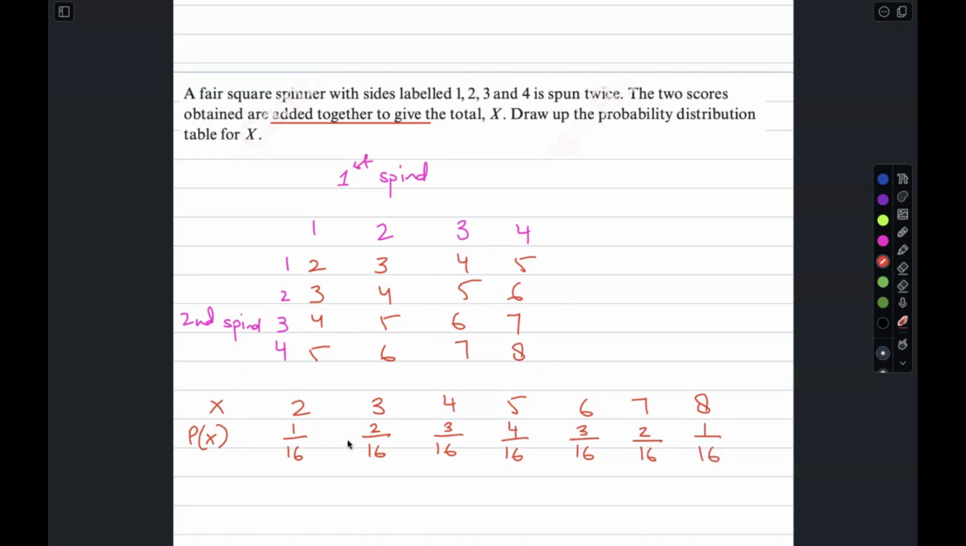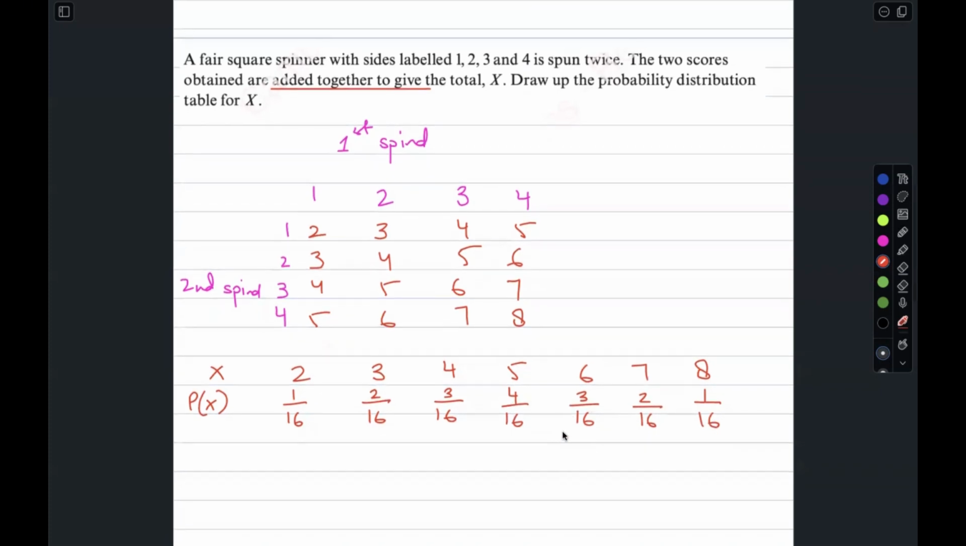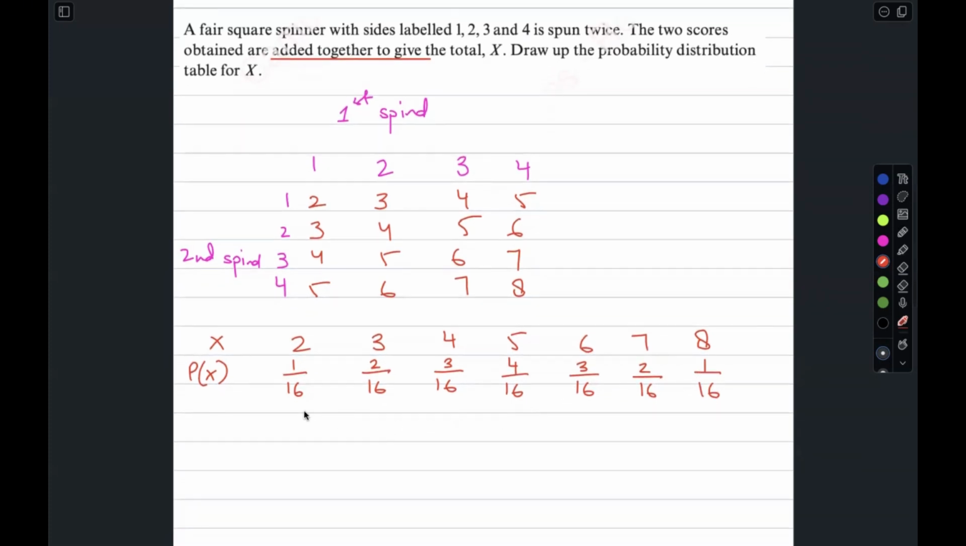Now, one thing we have to be careful about is that the total probability can never exceed 1. So we can just add up the numerators, as the denominators are the same, and they must add up to 16. So 1 plus 2 is 3, 3 plus 3 is 6, then 10, and then 3 plus 2 plus 1 is 6, which means that the total probability will be 1. So the total probability will always add up to 1.